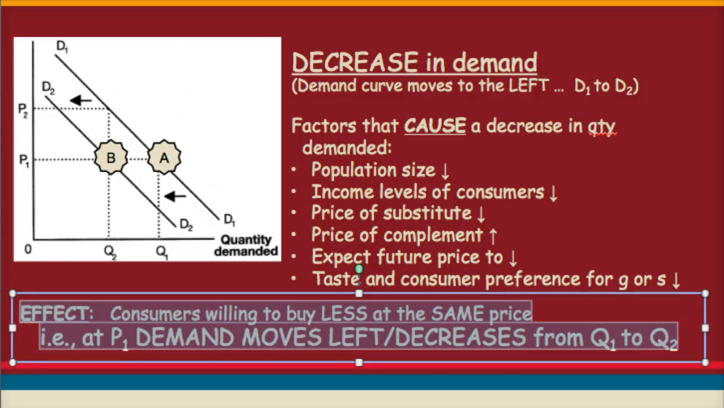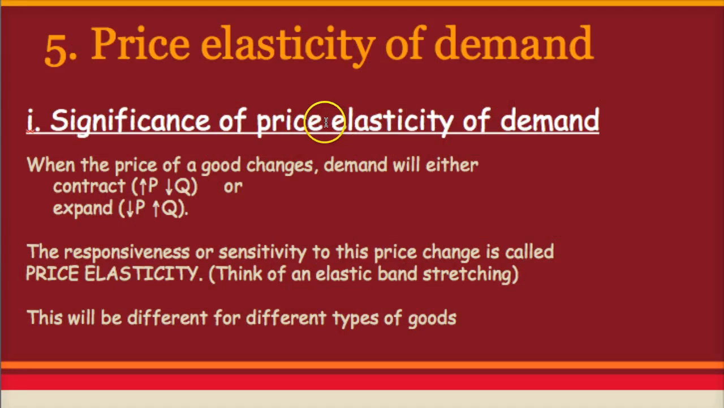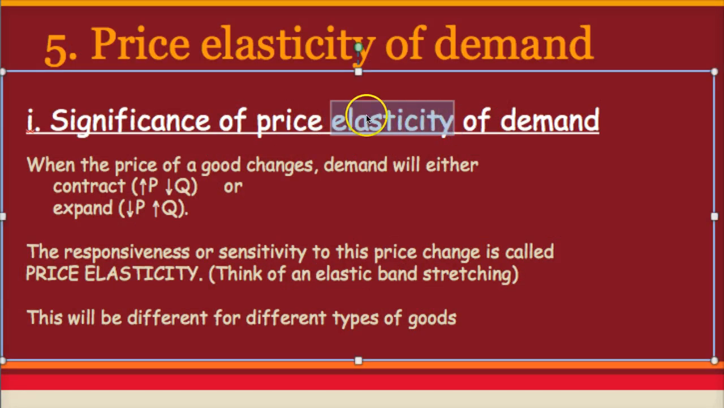Now, when we talk about the price-related factors that move along the demand curve rather than moving the demand curve, so our contractions and our expansions, those kind of moves are going to be determined by how elastic the demand is for a particular product. Now, what we mean by elastic or price elasticity is how much demand changes, how responsive, how sensitive is consumer demand to a price change. That is what elasticity is.